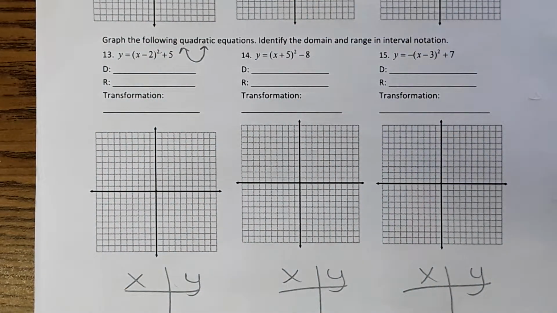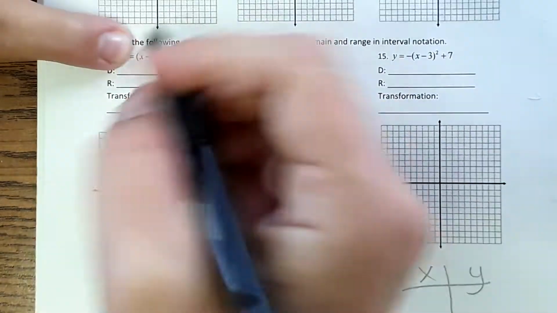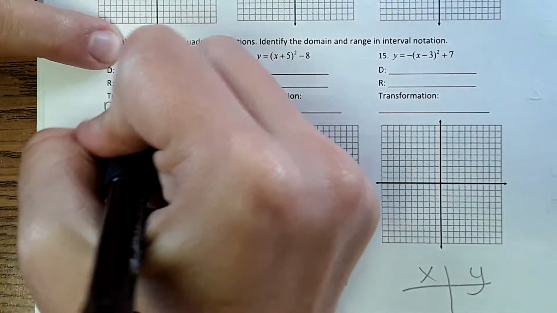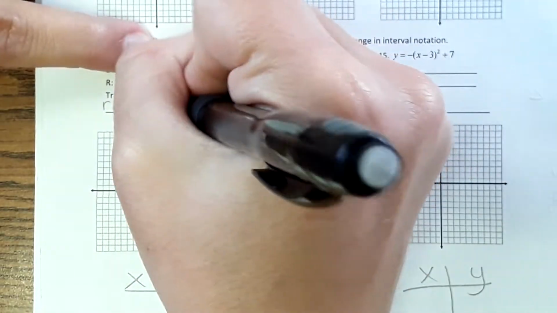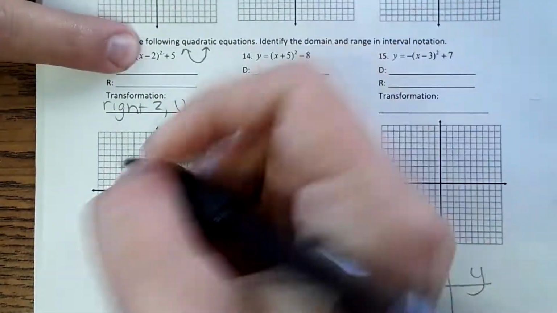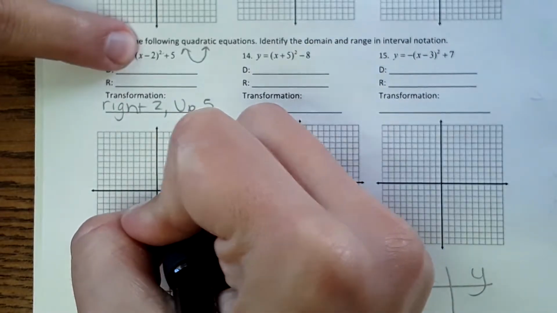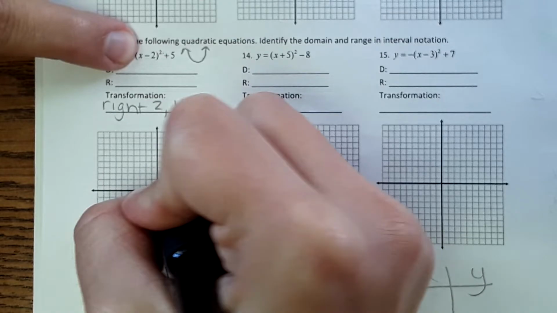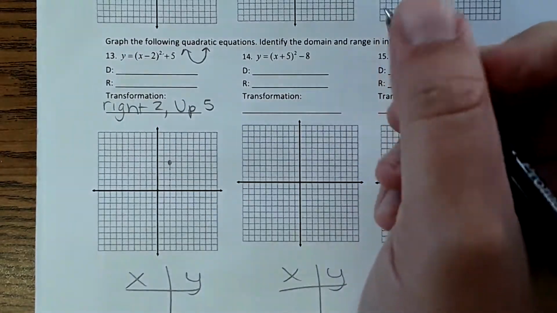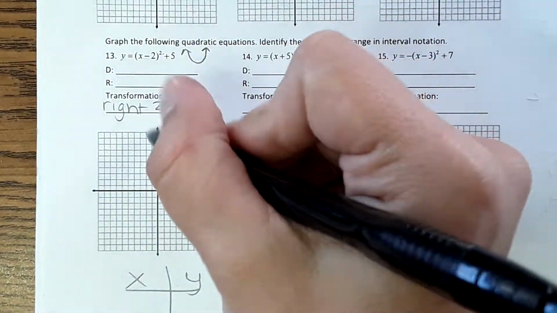As far as the transformation, we look for about the same things. Minus 2 would mean to the right 2. And then plus 5 would mean up 5 for the initial point. So to the right 2, up 5, 1, 2, 3, 4, 5. So there's our initial point. And now we need points to plot to make this shape.